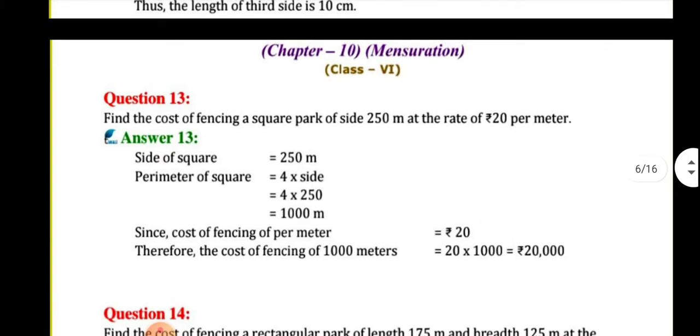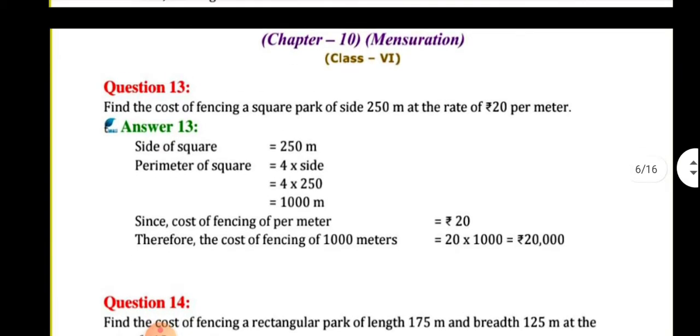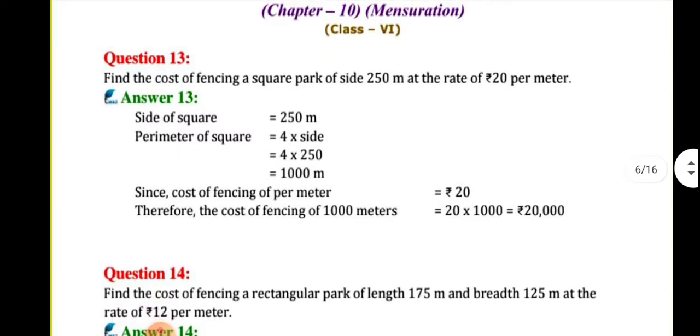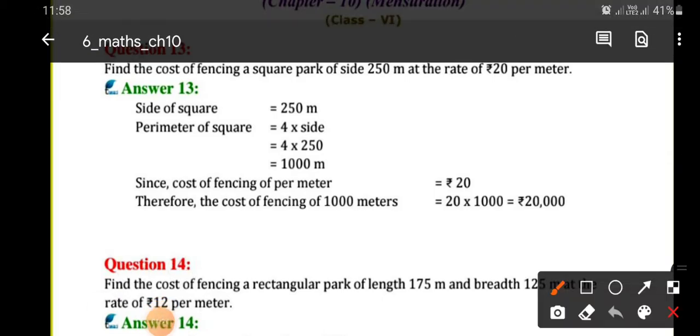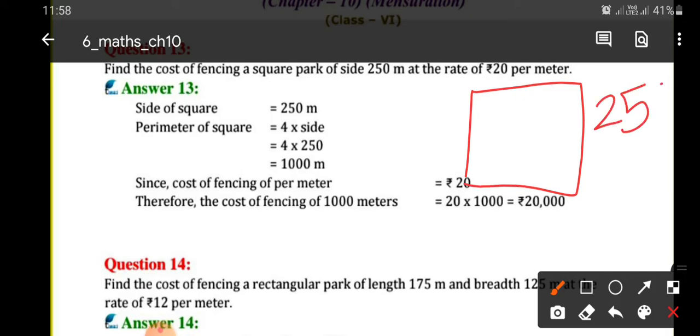Question number 13. Find the cost of fencing a square park of side 250 meter at the rate of 20 rupees per meter. This is a square park. The side of this park is 250 meter. You have to find out the cost of fencing a square park.